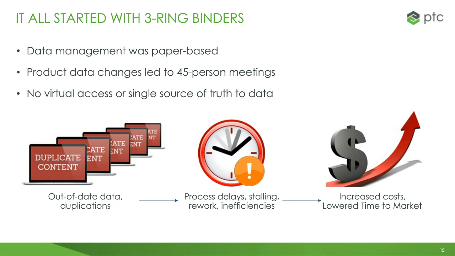Change management was paper-based, sitting in filing cabinets. Product data changes led to 45-plus person meetings. We had to rely on smart part numbers, memorization, in order to find product data. Stale and uncontrolled product data piled up throughout our company. Engineers were spending too much time managing data instead of designing innovative products. And 16 different databases stored our product data. There was no one source of data. We had to understand where the data existed and go try to find it.